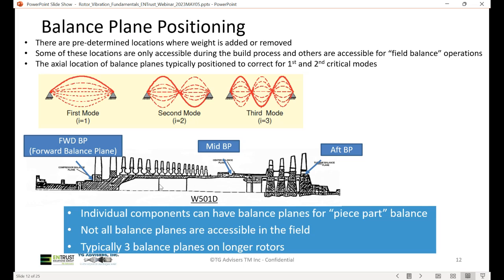In this example, a 501D, there are 3 balance planes at the unit rotor level. There is the forward balance plane, located here in the front of the compressor, a mid balance plane in the center of the structure, and an aft balance plane. Individual components can have balance planes for what is called piece part balance. So the individual components can be balanced, and then those can be assembled into a larger rotor structure that is then balanced an additional time. Not all balance planes are accessible in the field. Typically, there are 3 balance planes on longer rotors. There can be even more than 3 balance planes.